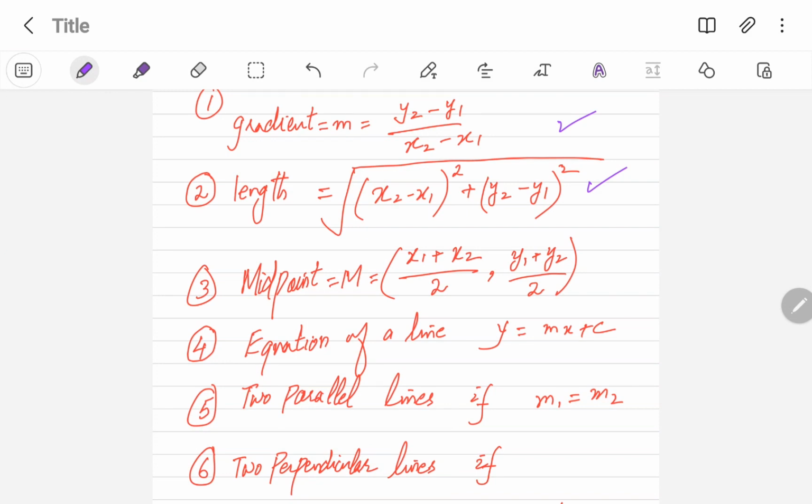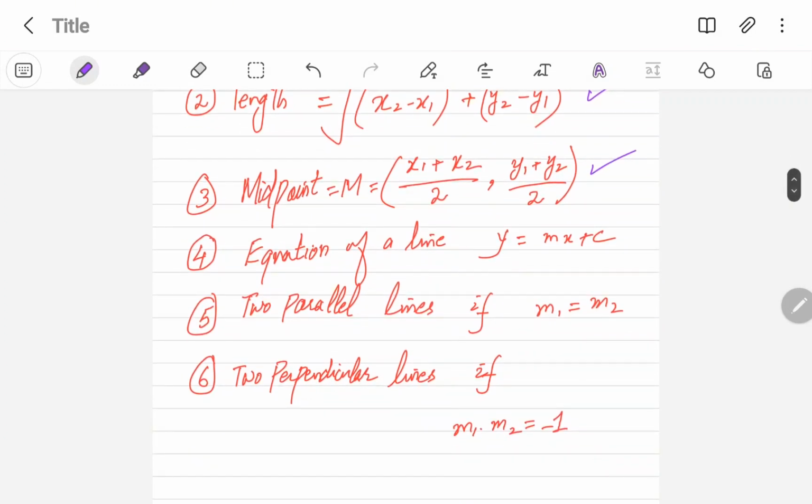Next one is the midpoint. Midpoint of a line can be found out by the formula x1 plus x2 divided by 2 comma y1 plus y2 divided by 2. And the formula for the equation of a line is y is equal to mx plus c.